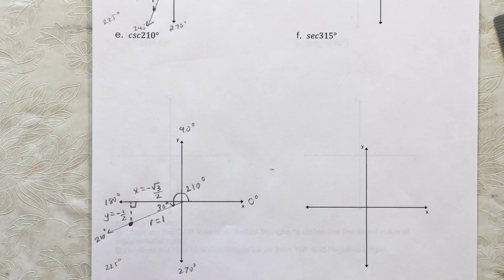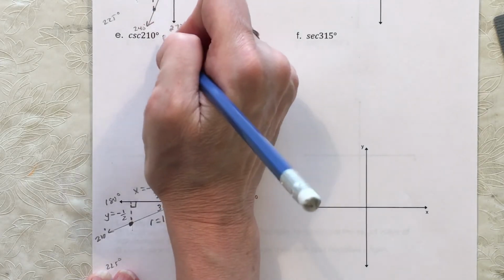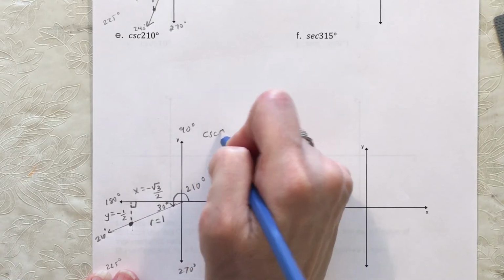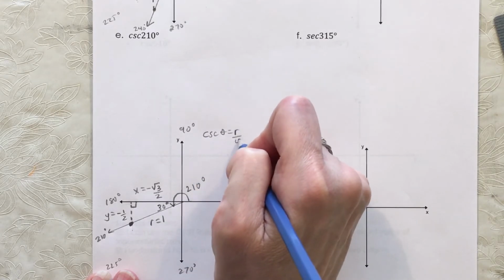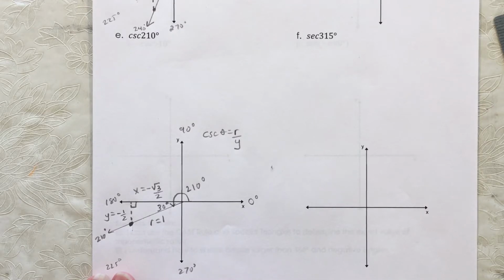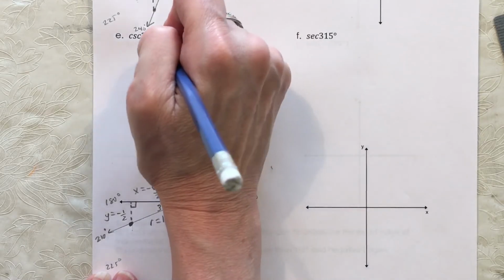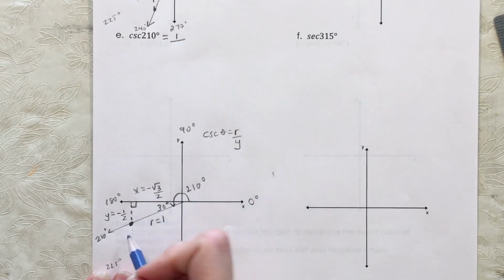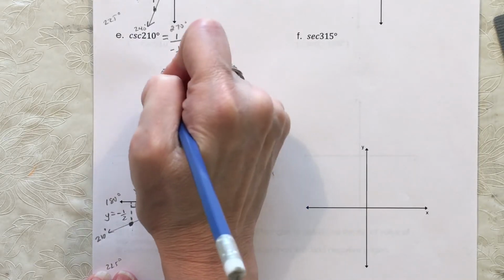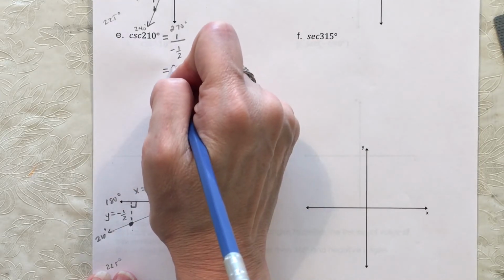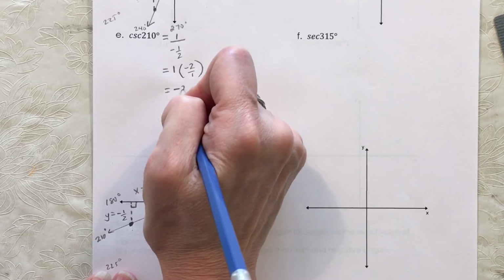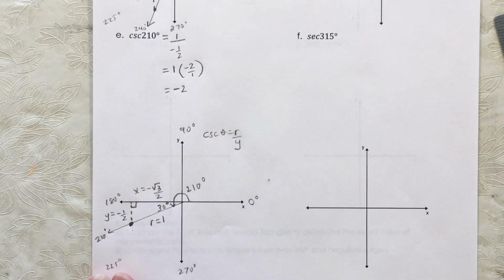So we've got our triangle labeled, and we want the cosecant of 210. So the cosecant, if you remember, cosecant theta is the r value divided by the y value. There's one way of getting it, so we can do it that way. So the r value is 1, and the y value is negative a half. So 1 divided by negative a half, multiply by the reciprocal. So the cosecant of 210 is -2.